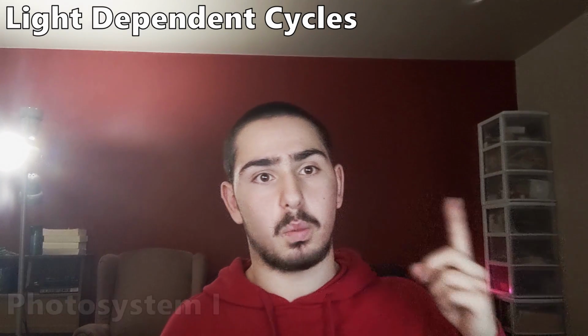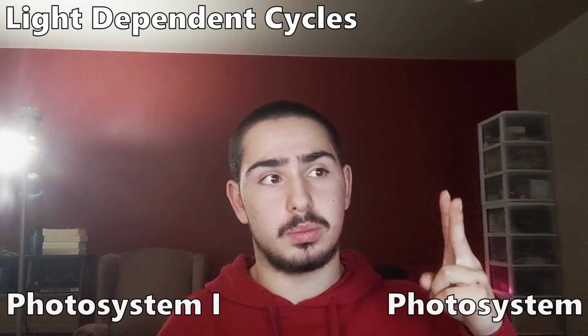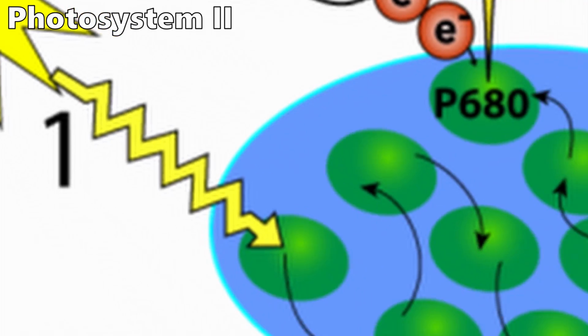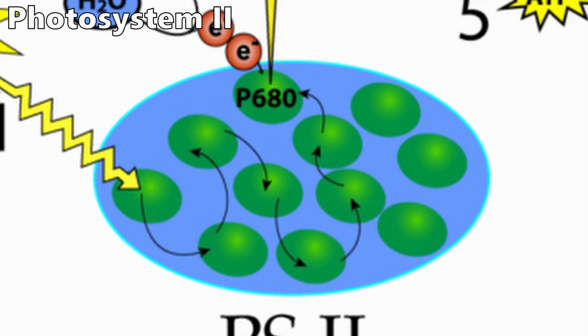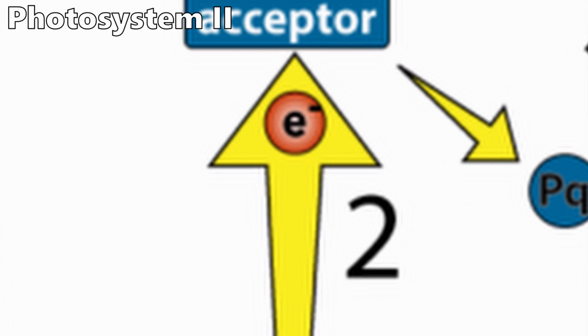So without further ado, let's get on with it. There are two parts to the light-dependent system, photosystem 1 and photosystem 2. Here's the thing. Photosystem 2 comes first. Light hits the chloroplasts, which gives it enough energy to launch an electron out of it.